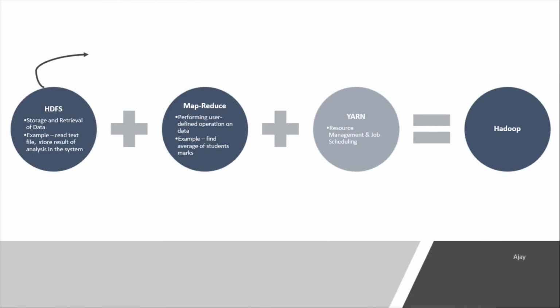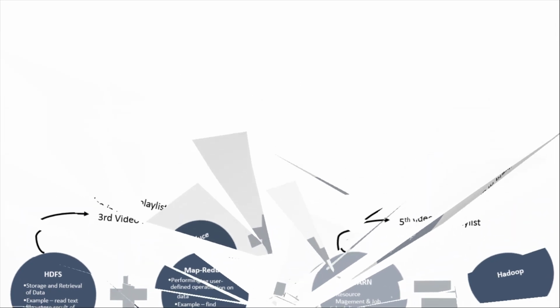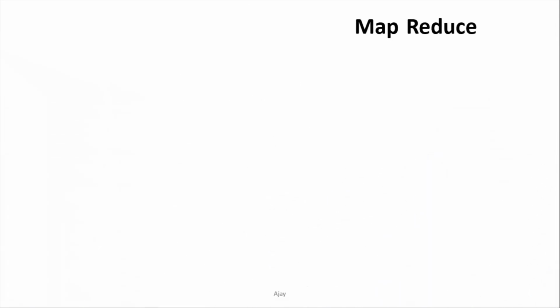So currently we are looking at MapReduce, which is used for executing user-defined operations on the data. For example, if you have students' marks stored in HDFS and you want to find the average of students' marks, then MapReduce needs to be used. So HDFS is like a file explorer for moving data in and out of Hadoop, whereas MapReduce is used for performing some operations on the data in HDFS. We will learn MapReduce with a simple example.